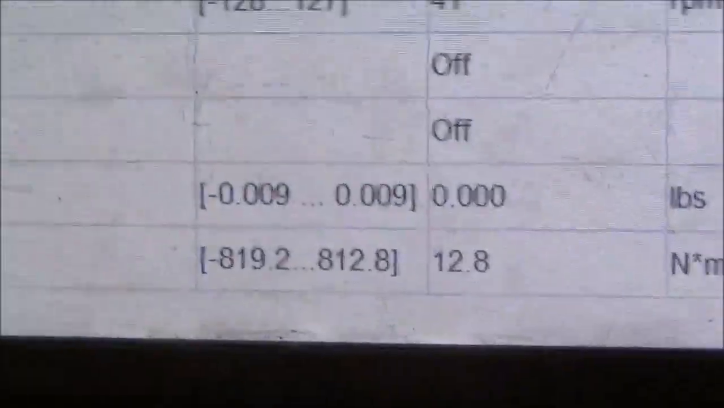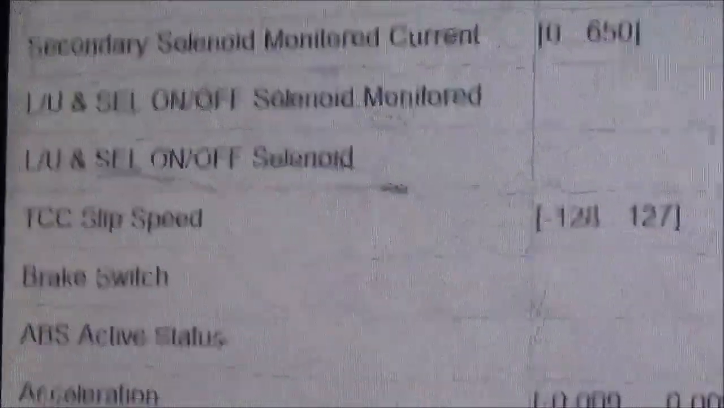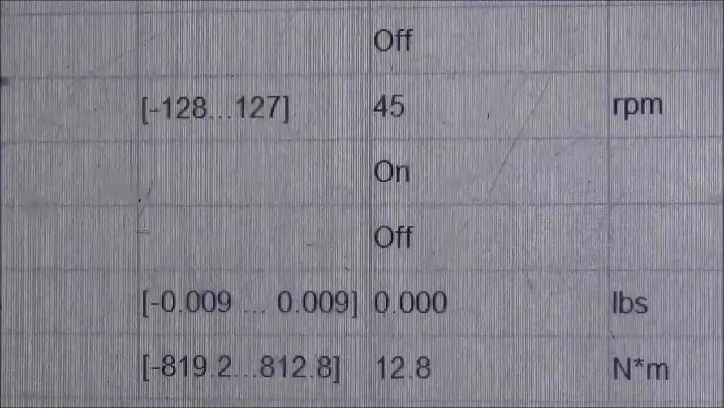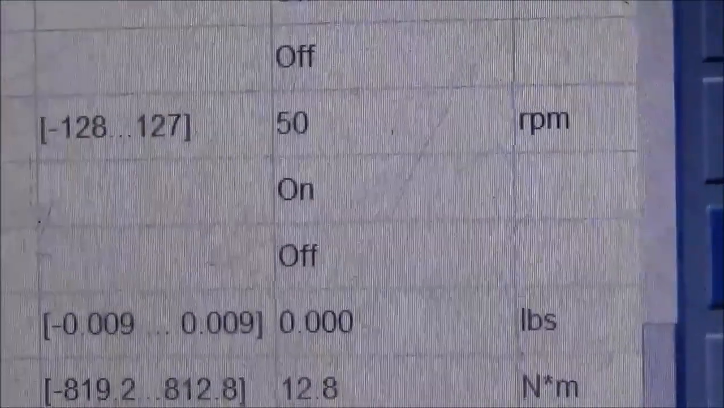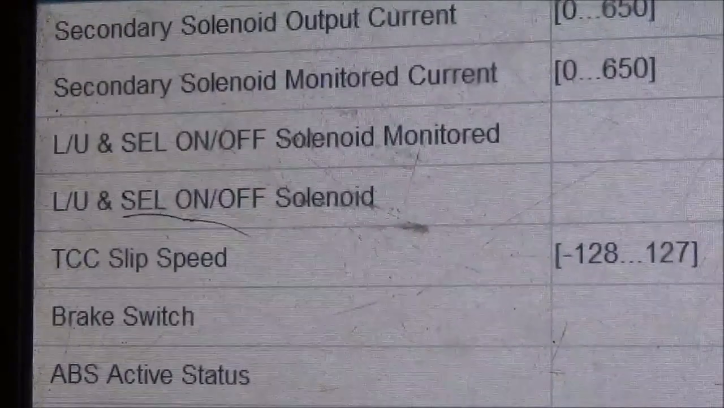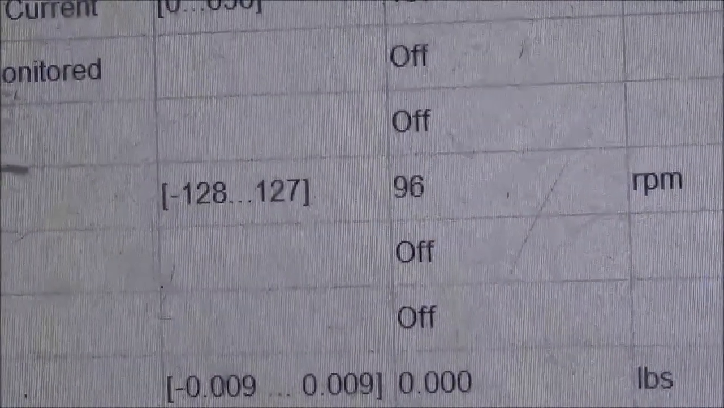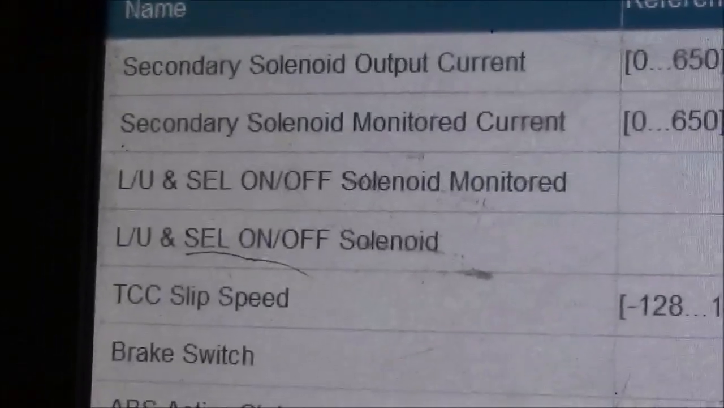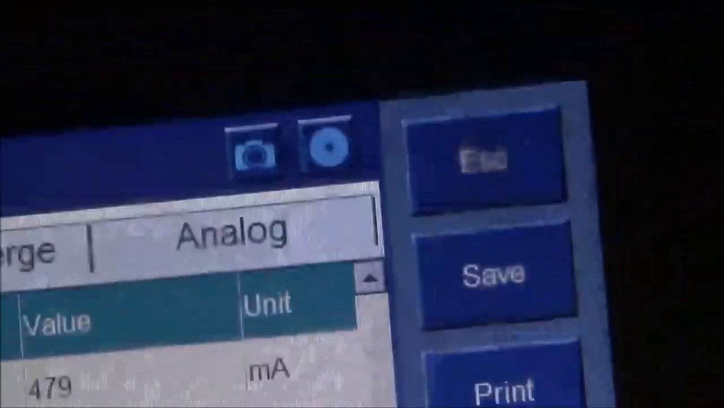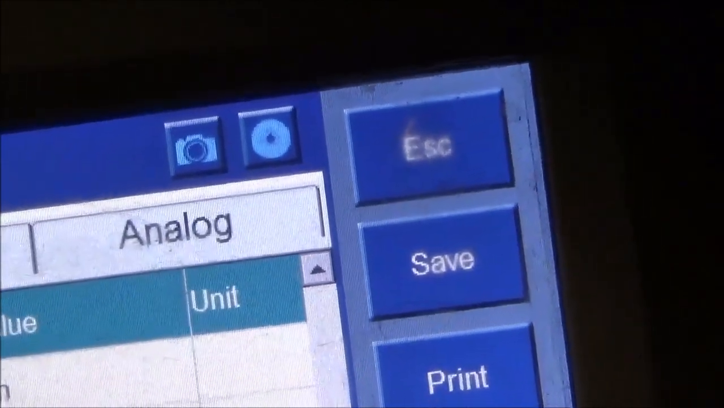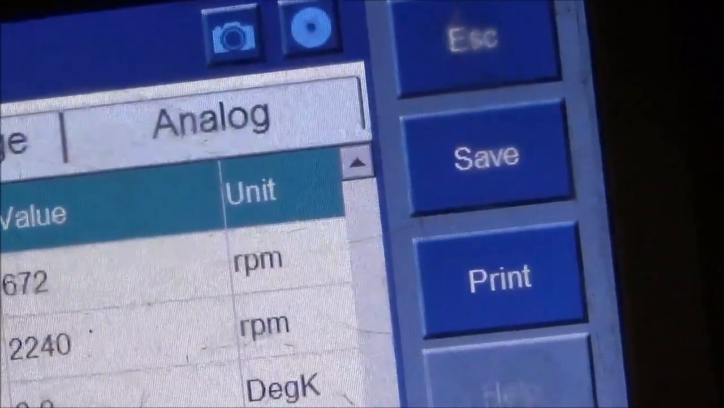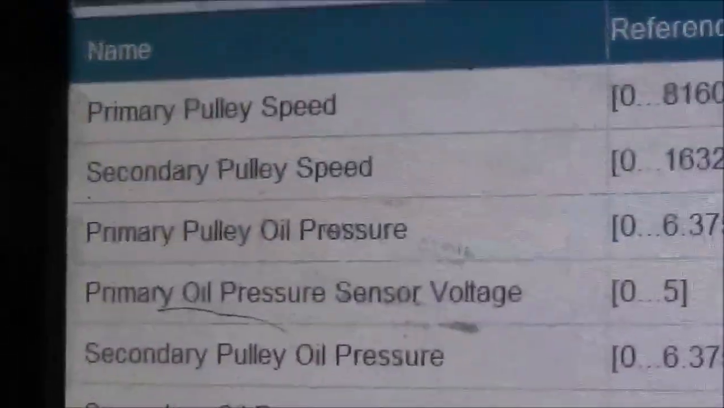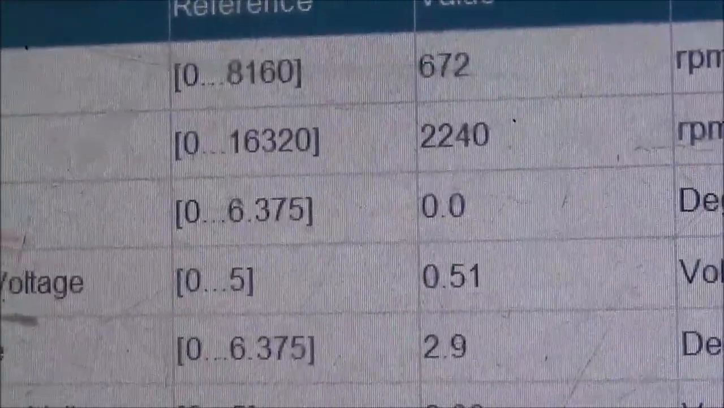Alright, scan up again. Pressed on the brake, the brake switch is on; because I'm on the brake, it's off. Okay, so go back up. Go back to the primary. So you've got the primary and the secondary.